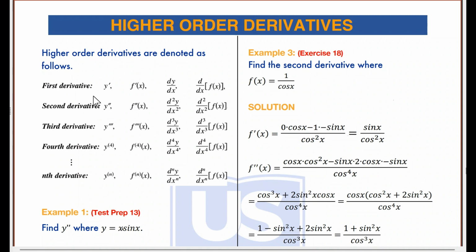First derivative we use y prime or f prime or dy over dx. Second derivative it's y double prime, f double prime or d squared y over dx squared. Third derivative y triple prime, f triple prime and so on. After fourth derivative we don't use primes anymore. We use numbers inside brackets. So if it's fourth derivative, it's like y to the bracket fourth.